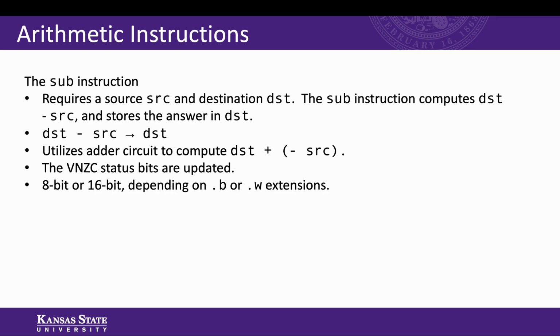Okay, then of course there's the sub instruction, which, big surprise, subtracts. It requires the source and the destination, and it computes the destination minus the source and stores the answer in destination. So the second bullet point there, we would write dest minus source, right arrow dest, to summarize that operation. Now, an important point here is it does not have a separate subtractor circuit. The microcontroller uses the adder circuit to compute destination plus negative source. Because that's an ALU operation, the VNZC status bits are updated, and of course this can be 8-bit or 16-bit. Let's look at an example.